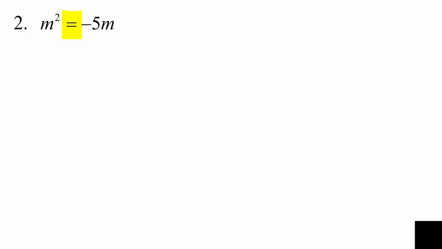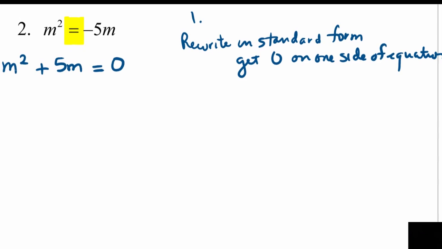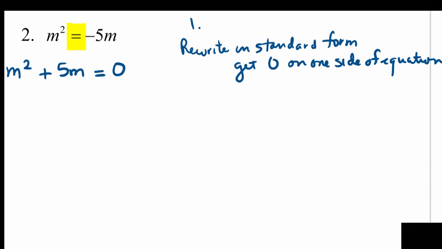That's your first goal. So that means here that we're going to add that 5m over with that m squared. Okay, so step 1, standard form, get a 0 on one side of the equation. Okay, so here it is: m squared plus 5m equals 0. So now we've got the equation in standard form.